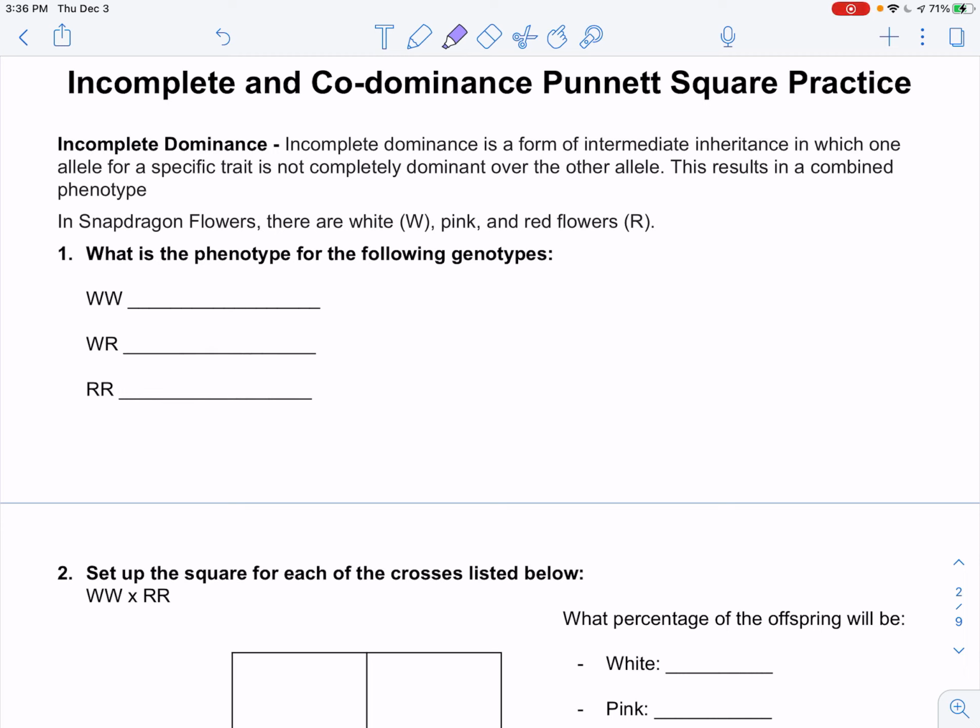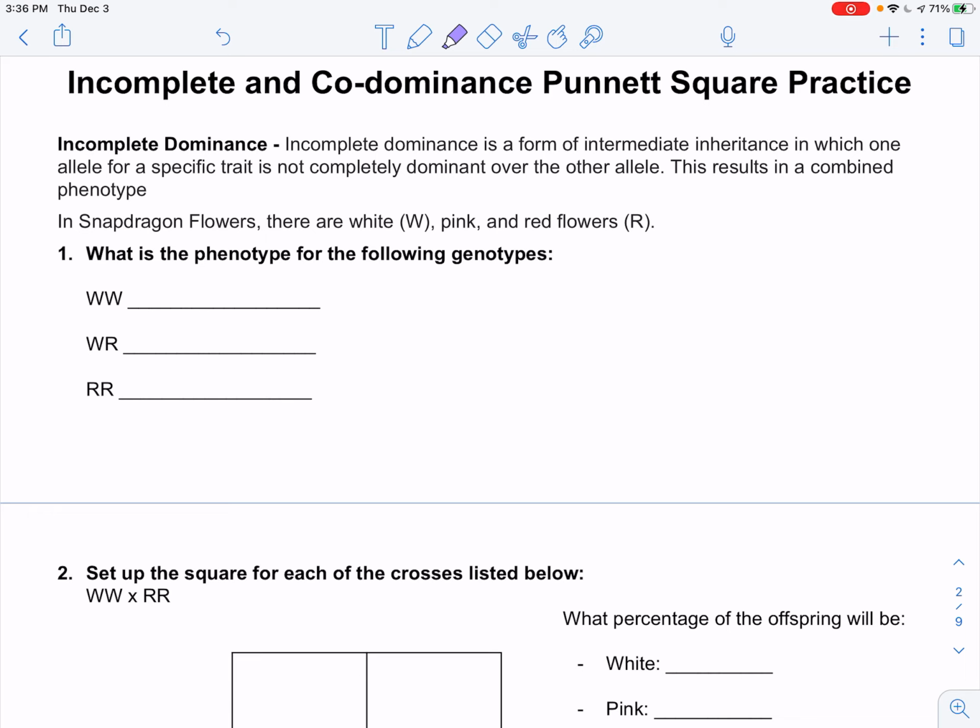Alright, we're going to now look at incomplete and codominant Punnett squares. When we're talking about incomplete dominance, remember we're looking at a blending of traits, just like we looked at when we look at hair texture. There was curly hair, there was wavy hair, and there was straight hair. So there's 3 different options instead of just the 2 like in dominant recessive. Codominant's going to look a little bit different, and we'll talk about that one when we get there.